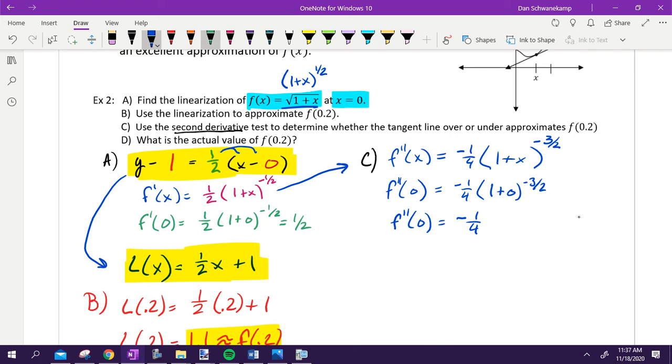Draw a graph that is concave down. Draw a tangent line on that concave down graph. What is true about that tangent line? Is it over or under that line? It's over.